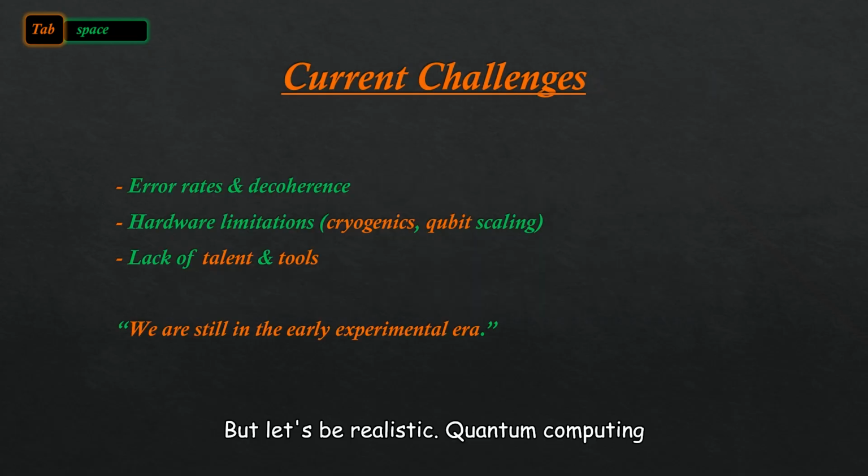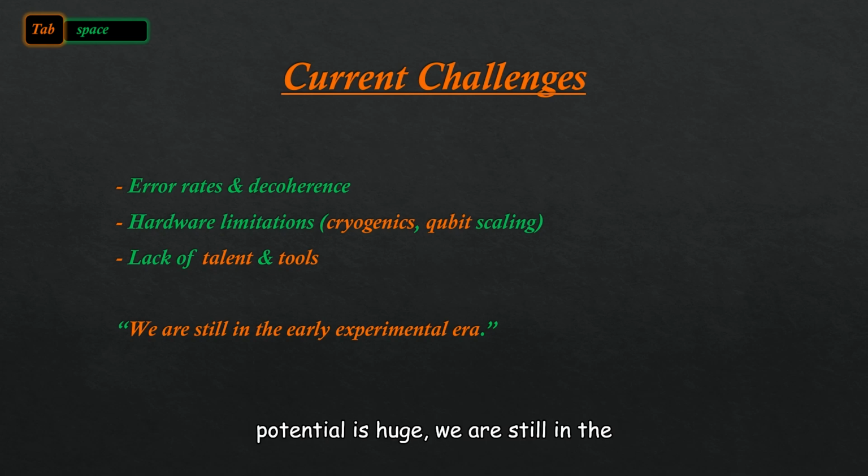But let's be realistic, quantum computing is not without serious challenges. Qubits are extremely delicate, they decohere or lose their quantum state very quickly. Building stable systems requires ultra-cooled environments, sometimes near absolute zero. Error rates are still high, and scaling qubits beyond a few hundred remains a major hurdle. We also lack mature debugging tools and widespread developer expertise. So, while the potential is huge, we are still in the early stages. We are experimenting, learning, and gradually improving. The next decade will be critical in overcoming these barriers.